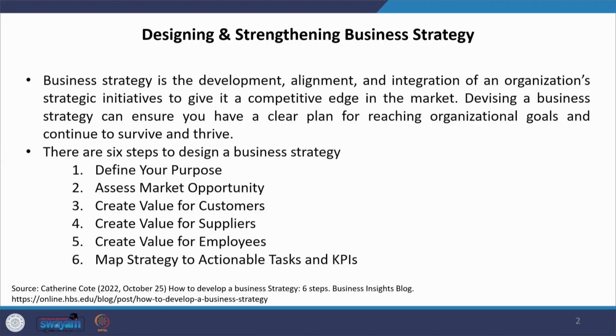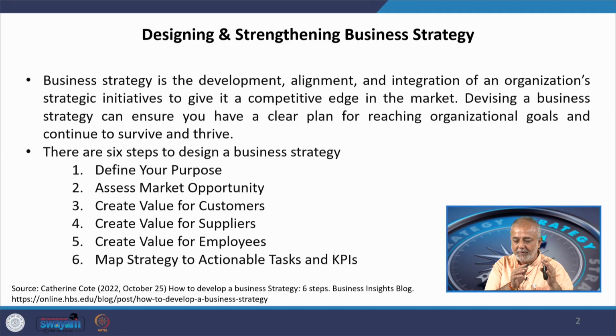Let us see. So, to generate a chord, we were talking about designing and strengthening business strategy, and we talked about 6 elements which I would slightly elaborate upon, and then we will go ahead with corporate level strategic choices. So, business strategy is the development, alignment and integration of an organization's strategic initiatives to give it a competitive edge in the market. We talked about that last time, but just to reiterate, devising a business strategy can ensure you have a clear plan for reaching organizational goals and continue to survive and thrive.